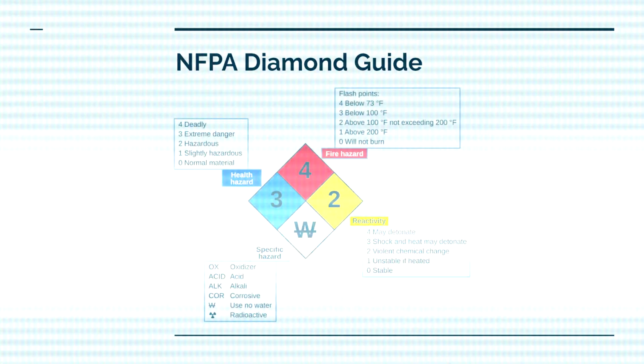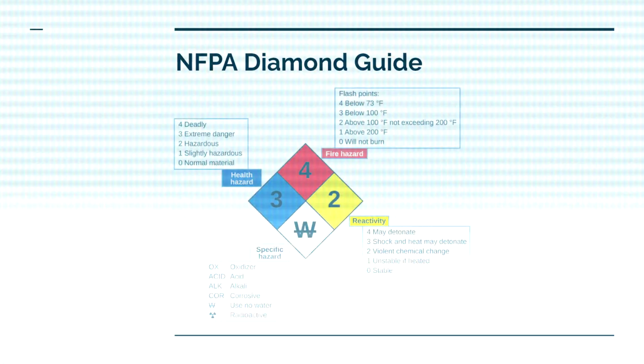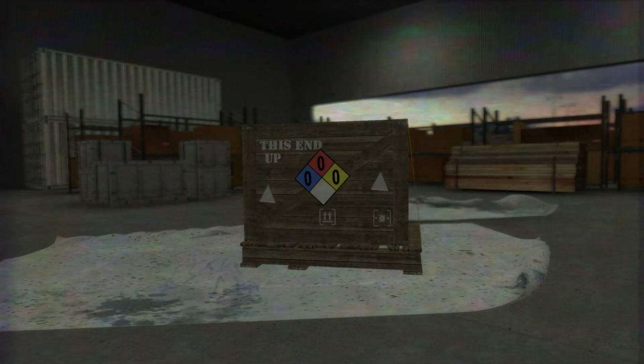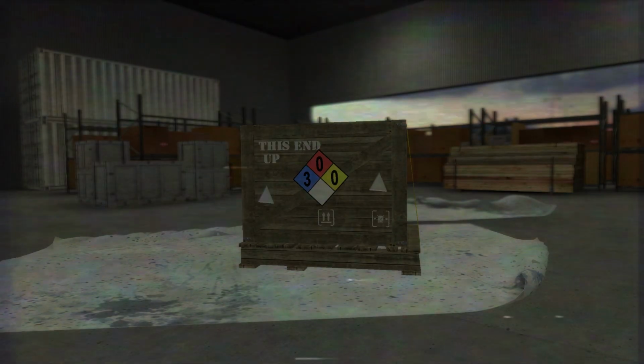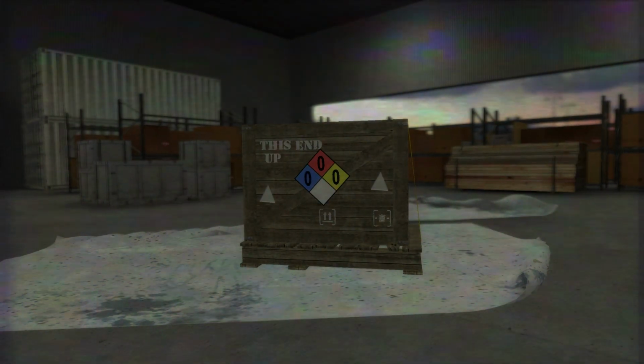The blue square identifies health hazard levels. 0. Normal material. 1. Slightly hazardous. 2. Hazardous. 3. Extreme danger. 4. Deadly. The red square identifies the fire hazard level.